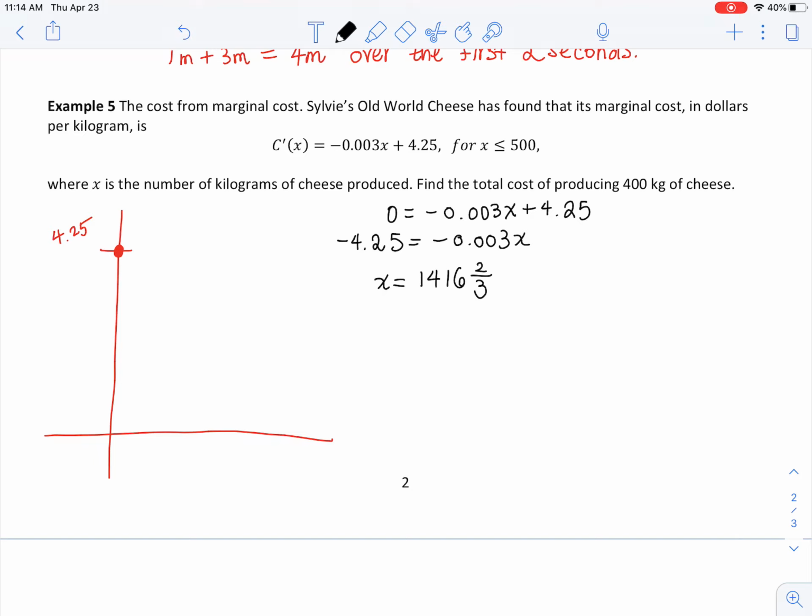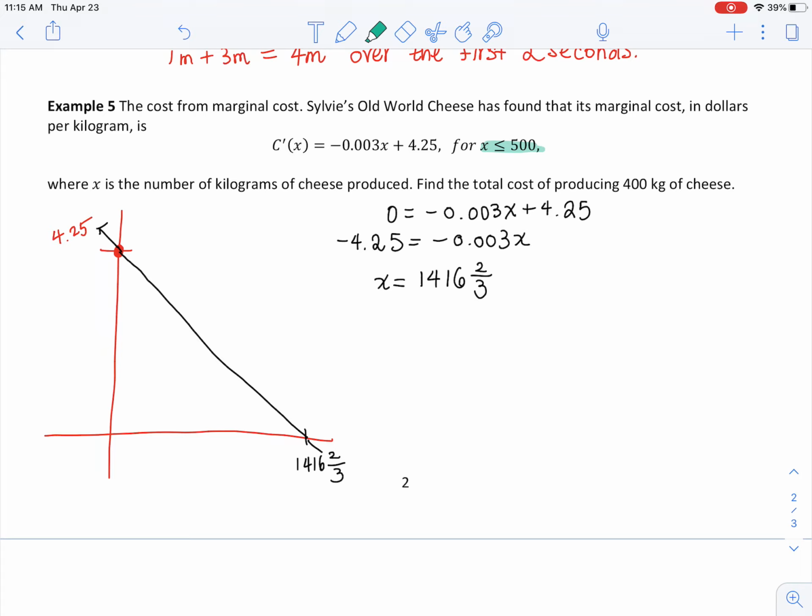What do you even call this? Mixed number. We haven't even written a mixed number in so long, but here it is. I got a mixed number here for you of 1,416 and 2/3. And I'm going to go ahead and probably put it somewhere over here. 1,416 and 2/3 is where the intercept is.